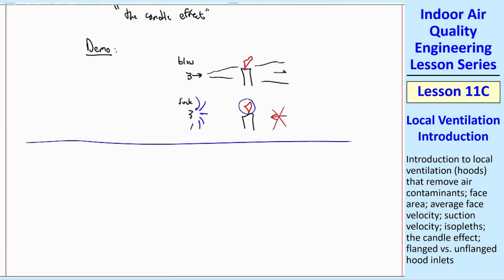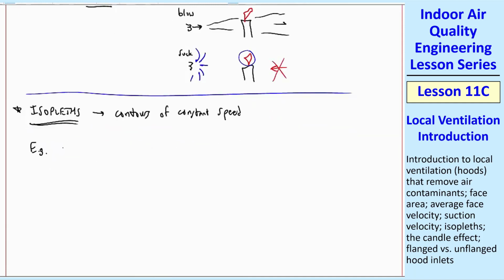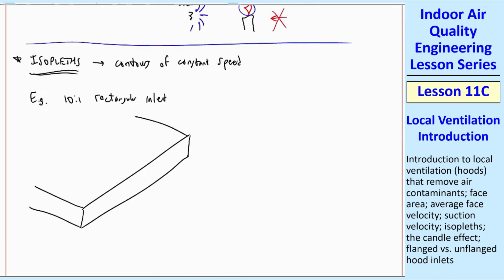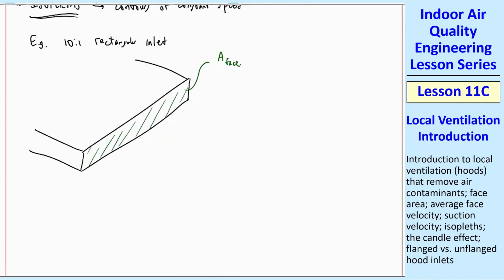Let's also define isopleths. Isopleths are simply contours or curves of constant speed, not velocity, because we don't care what the direction is, just the speed of the air. For example, let's consider a 10:1 aspect ratio rectangular inlet. This is a face, and we'll typically put on a coordinate system that is centered at the inlet. That green shaded area is the inlet, so X will be that direction, Y will be vertical, and Z will be to the side there like that.